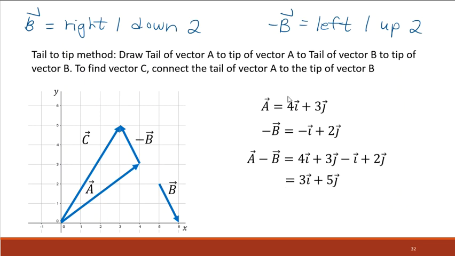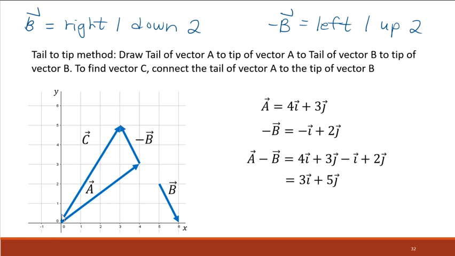Okay, so add all the i's together, add all the j's together. I have 3i plus 5j. Let's see if that is in agreement with our graphical method. So 3 right and 5 up. So 1, 2, 3: 3 right and 1, 2, 3, 4, 5: 5 up. Yep. Vector C is correct with what we found algebraically.